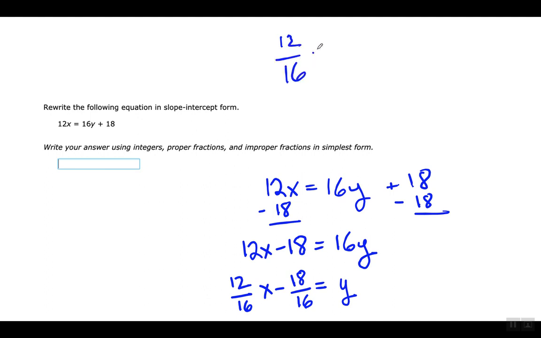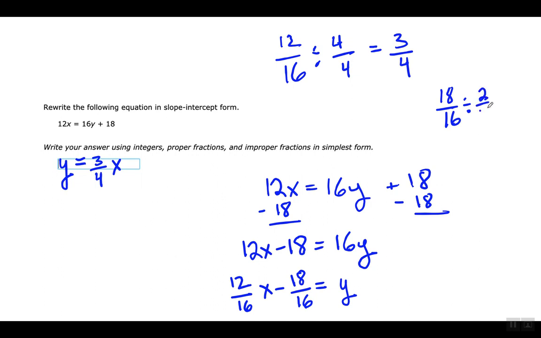12 over 16, I could divide the top and the bottom by 4. And I'm going to get 3 over 4. All right. So, by the way, the answer is going to be y equals. Let me put the y on the left here. Y equals this stuff, all right? So, 12 over 16 becomes 3 over 4. 12 sobre 16 lo simplifiqué a 3 sobre 4. And 18 over 16, you could divide the top and the bottom by 2, making it 9 over 8. All right. So, and it was negative, okay? So minus 9 over 8.